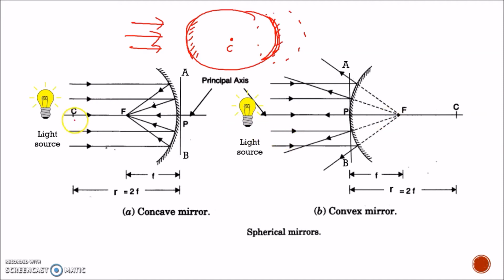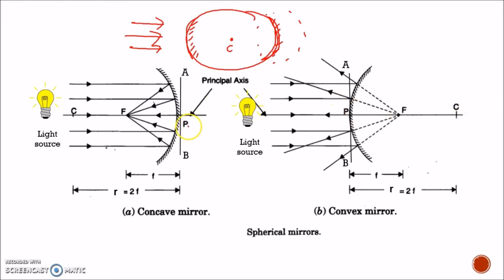Apakah nama point C ini? Dia adalah center of curvature. For the concave mirror, it is situated in front of the mirror, while for the convex mirror, it is situated behind or at the back of the mirror. Point F adalah focus point. It's situated between point C and the mirror. Same goes for the convex mirror. The focus point is situated in between point C and the mirror.